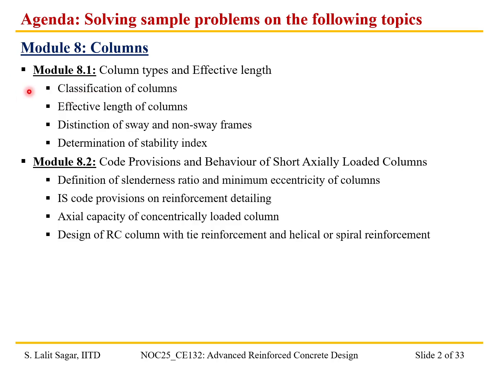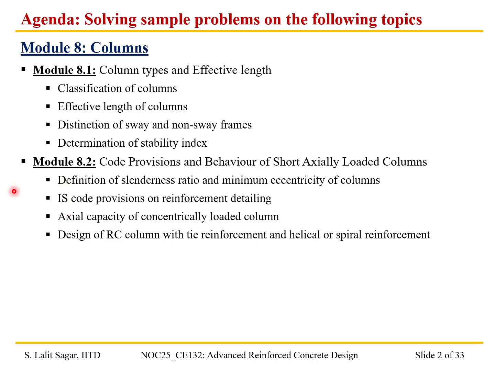We looked into the classification of columns and what is meant by the effective length of the column. We also discussed the differences between a sway and a non-sway frame, and we determined the stability index, which helps us determine whether a particular frame is a sway frame or a non-sway frame. Then in module 8.2, we looked into the codal provisions and the aspects of the behavior of short axially loaded columns.